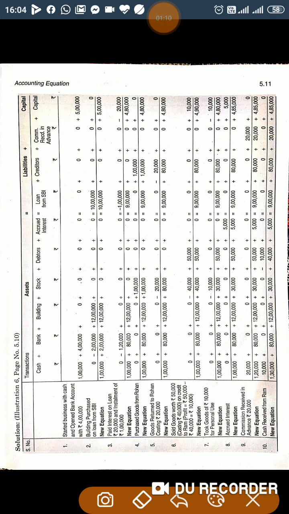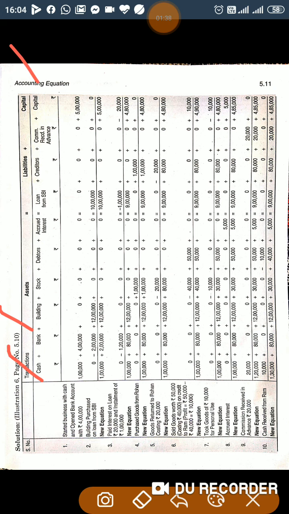Now the first transaction is given: started business with cash and opening a bank account. So cash is involved, you will write cash here. Then bank is involved because you are opening an account. So cash and bank, and at the same time who is investing into the business? The owner. So capital is involved. Extreme right, you will write capital.